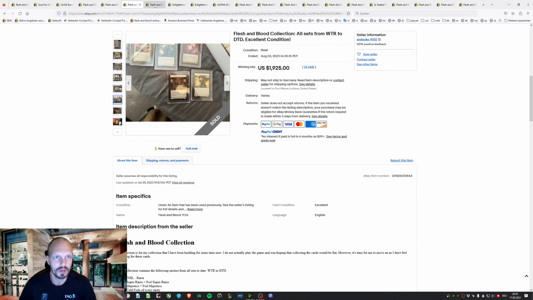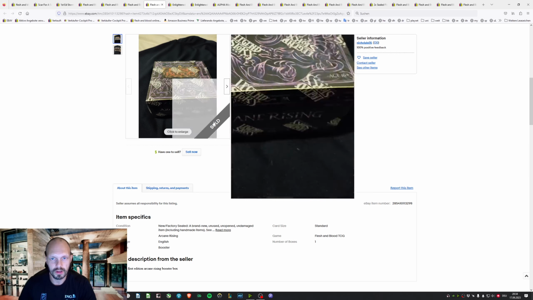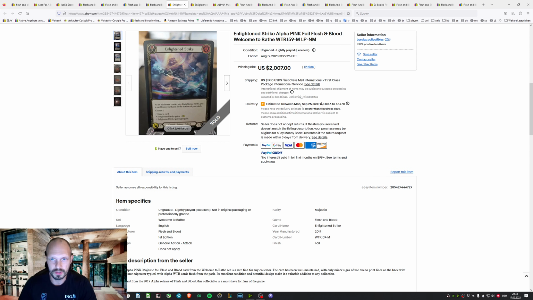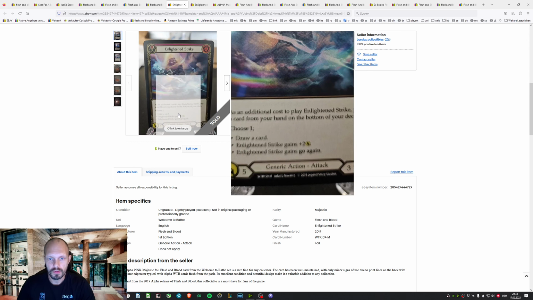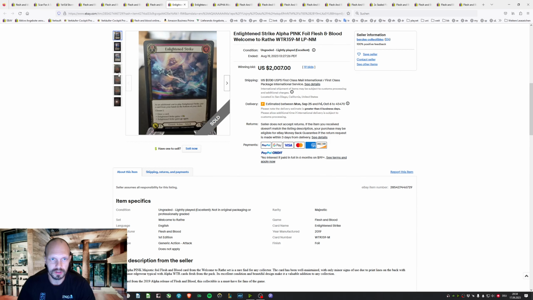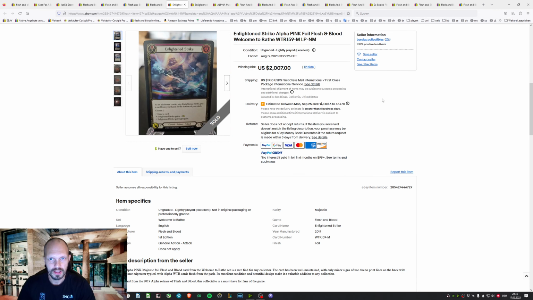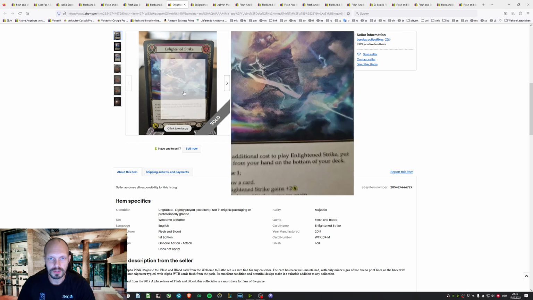$1,925 from India, US. And then another Arcane Rising first edition box sealed from Texas as well. That is a hefty price, $2,000, best offer accepted. And then $2,007 for the Welcome to Wrath Alpha, that is rainbow foil, ungraded, that says lightly played excellent. Came from California, more than $2,000.